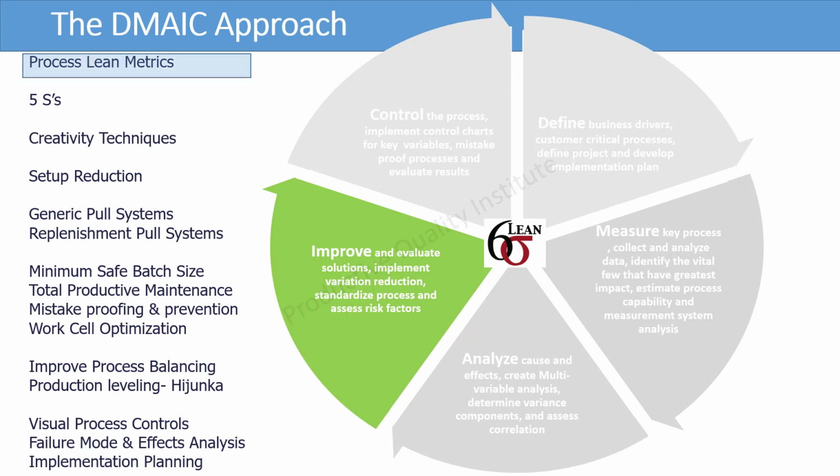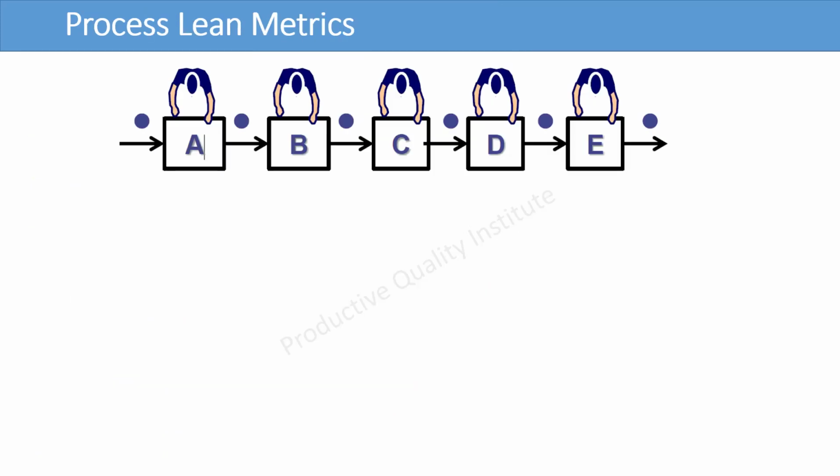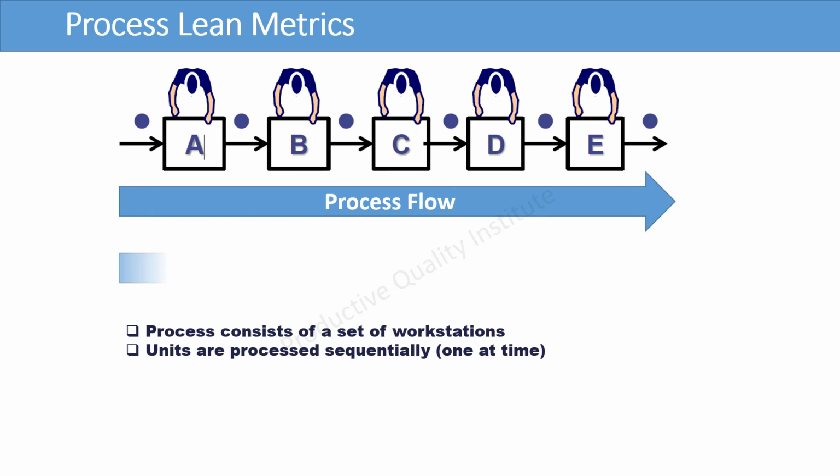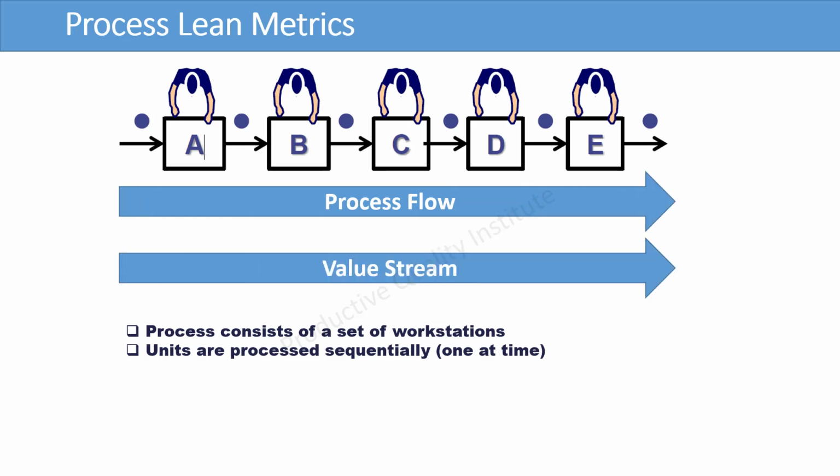During the first lecture, we will cover process lean metrics. A process consists of a set of workstations. Units are processed sequentially, one at a time. Process flow and value stream are from workstation A to E.